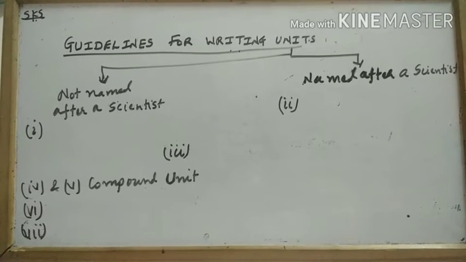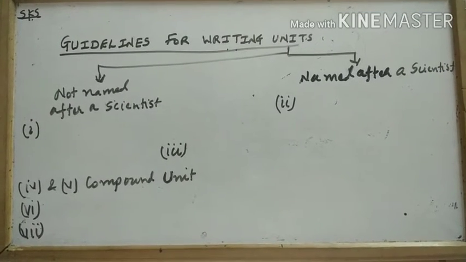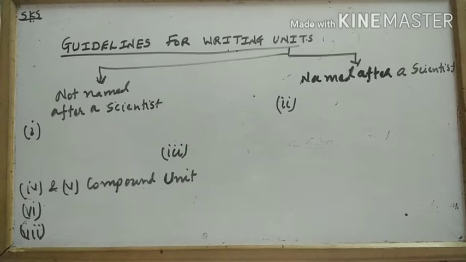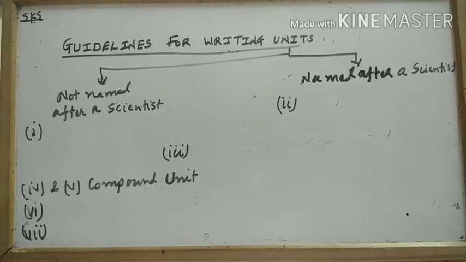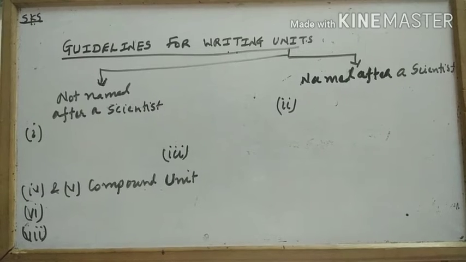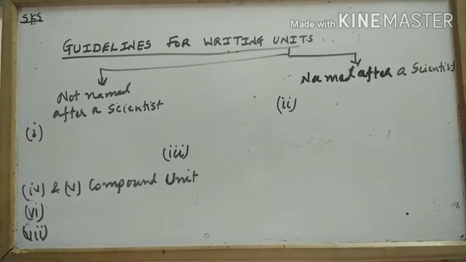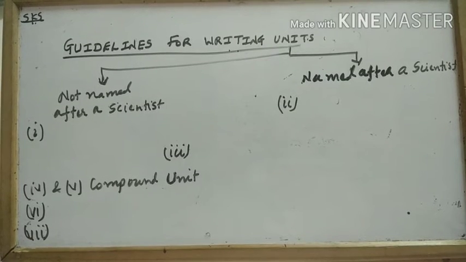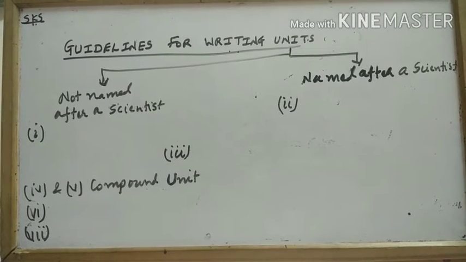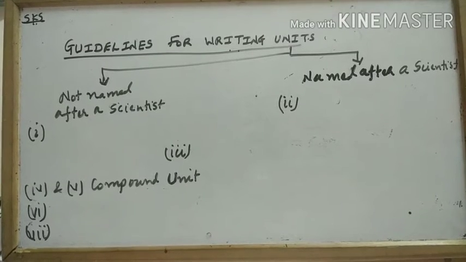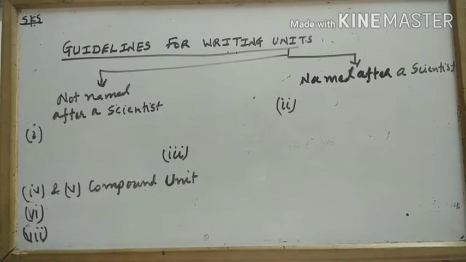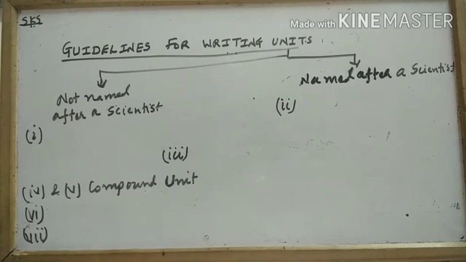Dear friends, we shall see the last part of section A, guidelines for writing units. A few minutes back we saw that some of the units, like the unit for measuring atoms, the atomic mass unit, are now named after the great scientist John Dalton. Same way, force is measured in terms of Newton. So certain units are named after scientists and many units are not named after scientists. So what guidelines we have to follow, that we will try to understand.